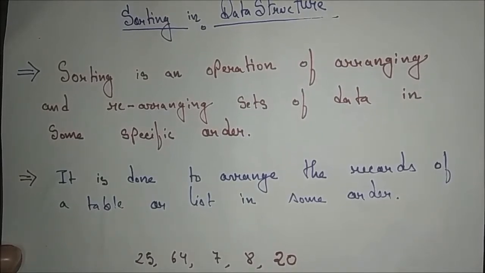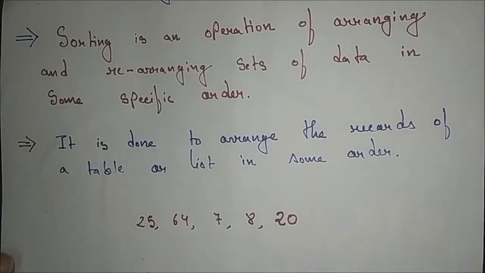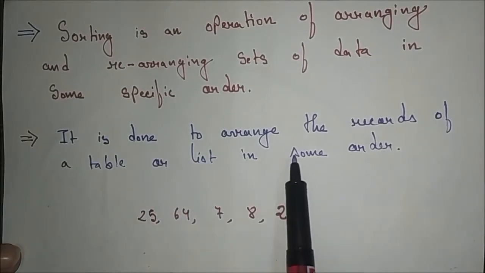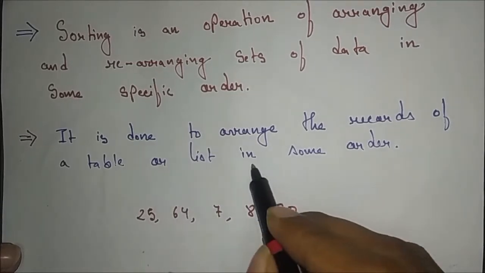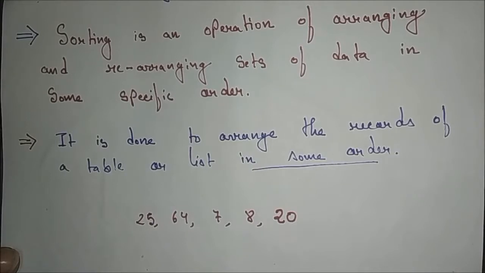Now why is sorting done? It is done to arrange the records of a table or list in some order. It means we are doing sorting to arrange the elements within the array or table or list in some given order.